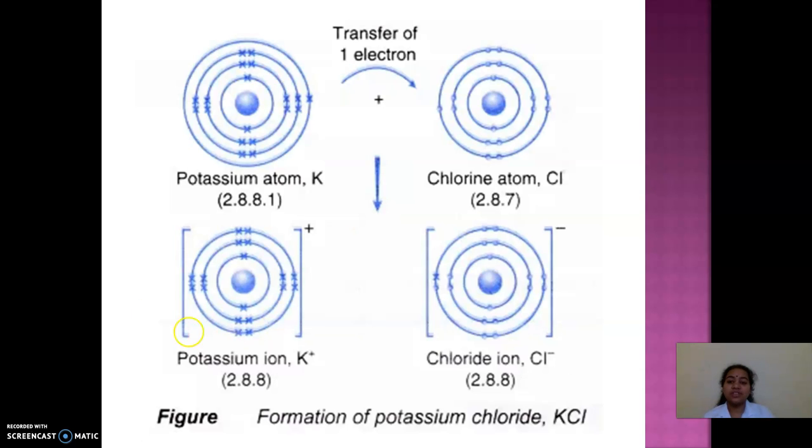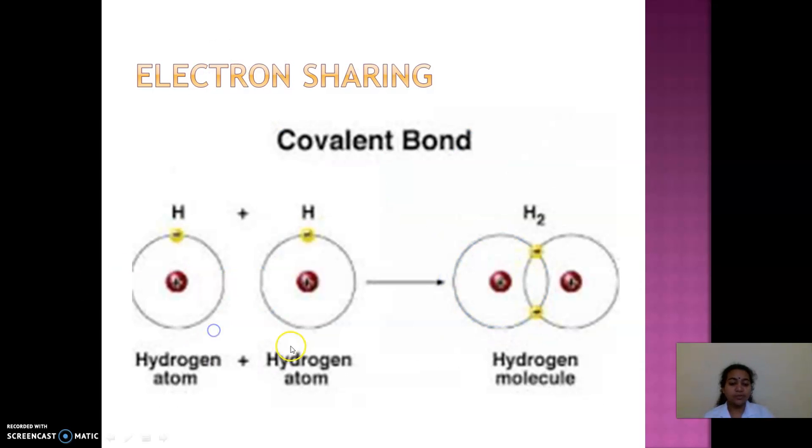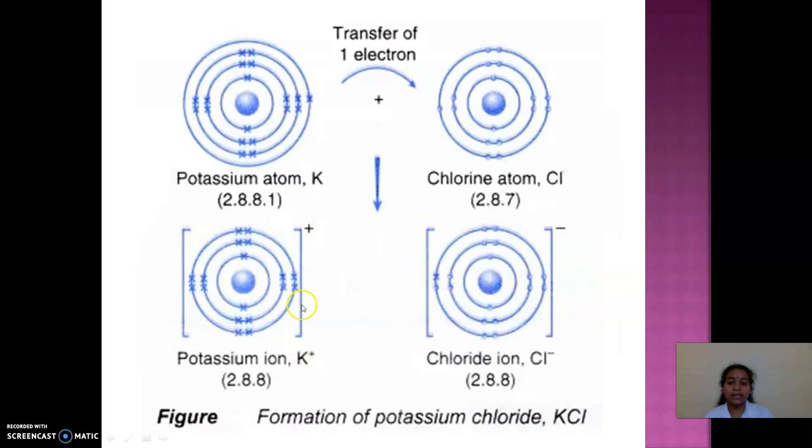For example, if we check the formation of potassium chloride, what is the electronic configuration of potassium? It has 19 electrons, so the electronic configuration is 2, 8, 8, 1. What about chlorine? Its atomic number is 17. Its electronic configuration is 2, 8, 7. So how many electrons are there in the valence shell? Potassium has 1 electron. Chlorine has 7 electrons.